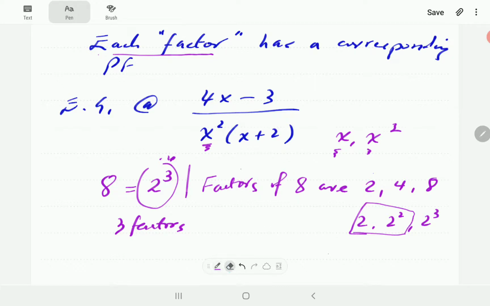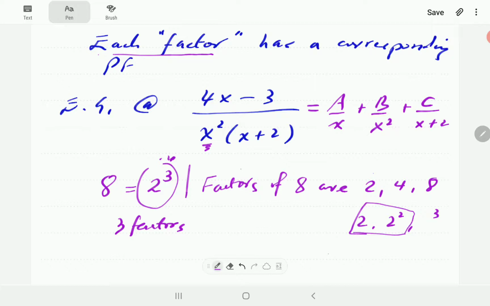So let's do the partial fractions of this one then. This is going to be A over x, B over x squared, and then C over x plus 2.